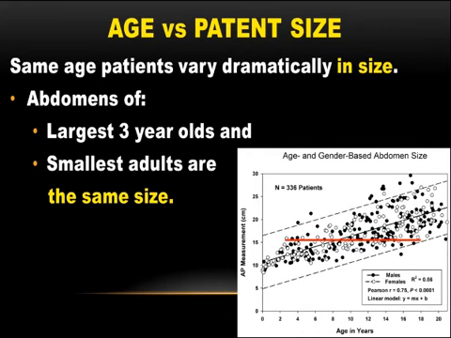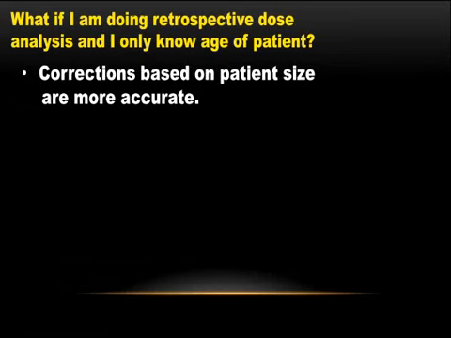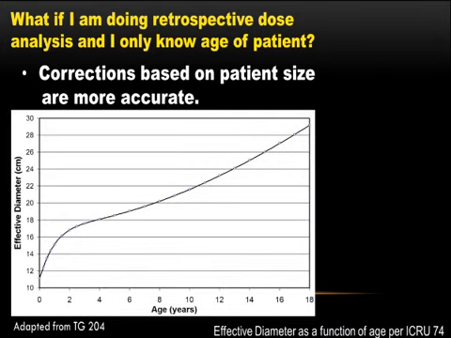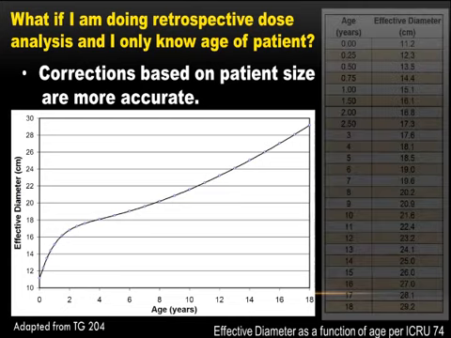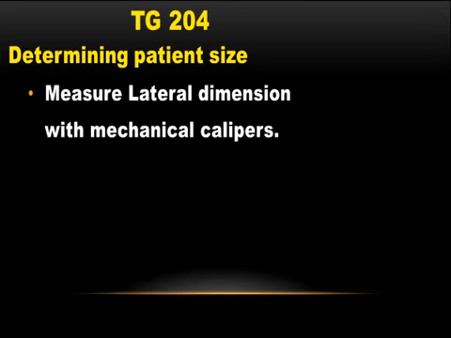So patient age alone is not a good indication of patient size, and we encourage people to somehow quantify the patient thickness, the path length of the x-rays through the patient during the scan. However, there is data in the report that if you don't have the patient size and you only have the age, you can come up with an average effective diameter, and from that effective diameter, you can come up with a conversion factor to come up with the SSDE.